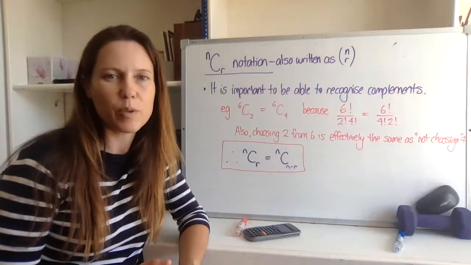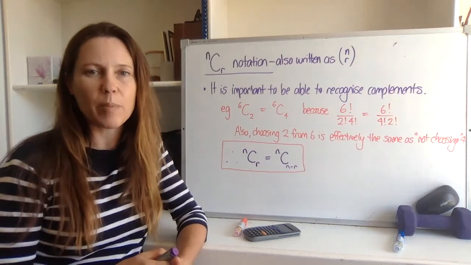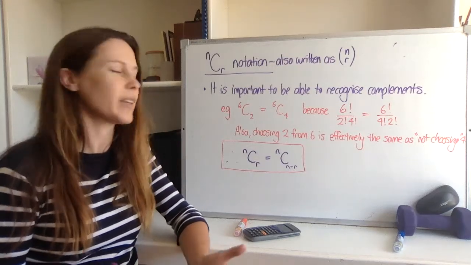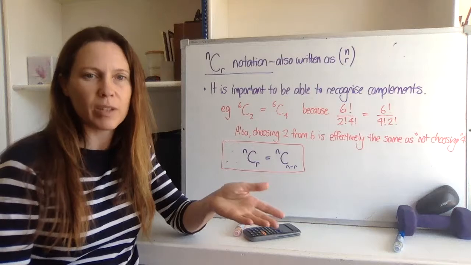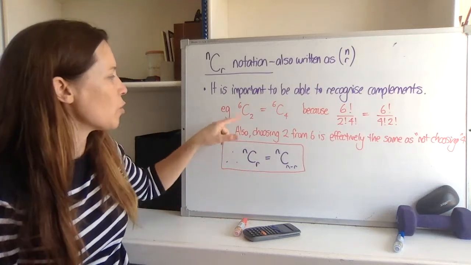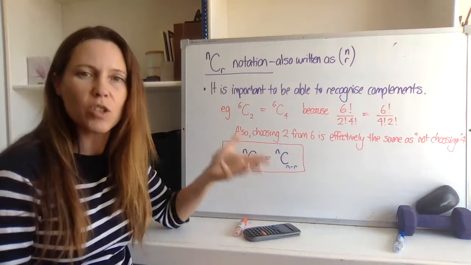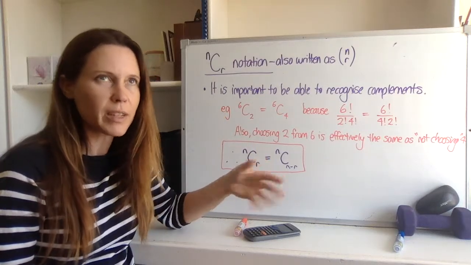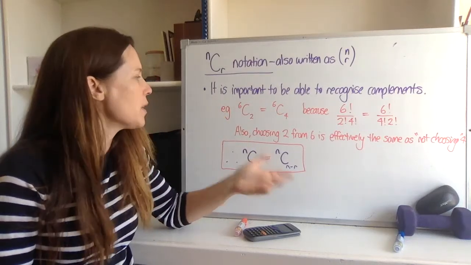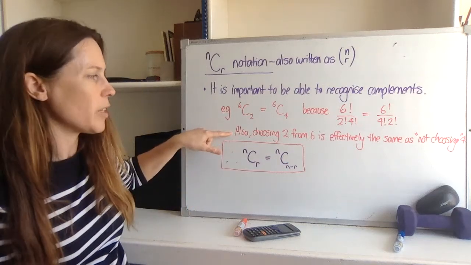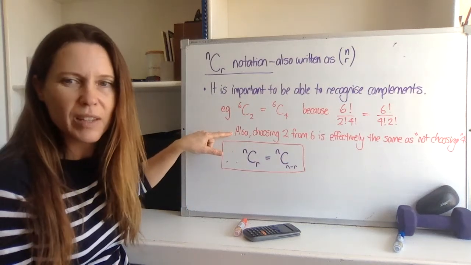Now, it's important to be able to spot complements when they pop up, and they actually pop up surprisingly often. So if you are looking at the number of ways, for example, that you can choose 2 items from 6, don't forget that when you've chosen 2 things out of 6, you've effectively not chosen 4 things. So it makes sense really just logically that choosing 2 from 6 is the same as not choosing 4.